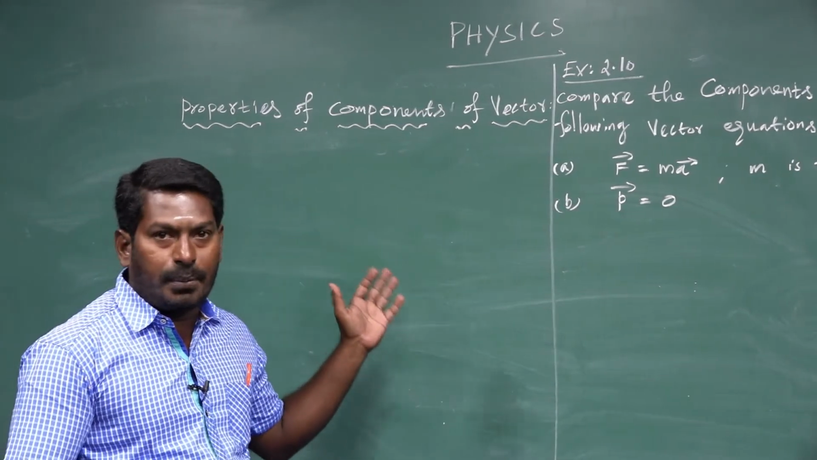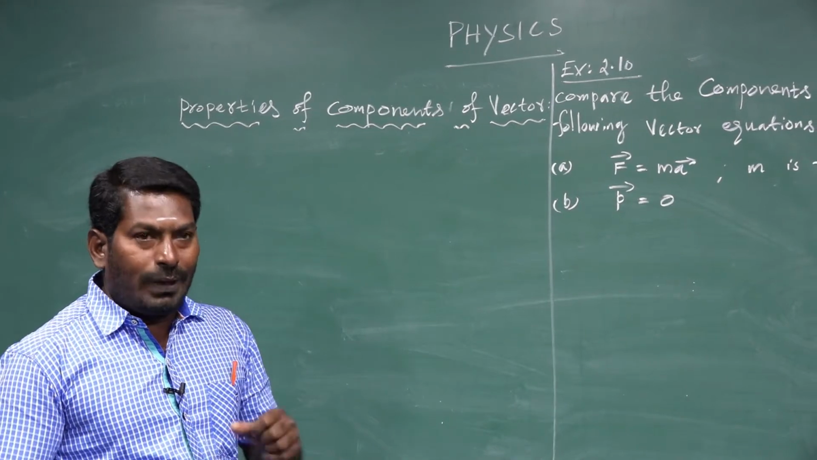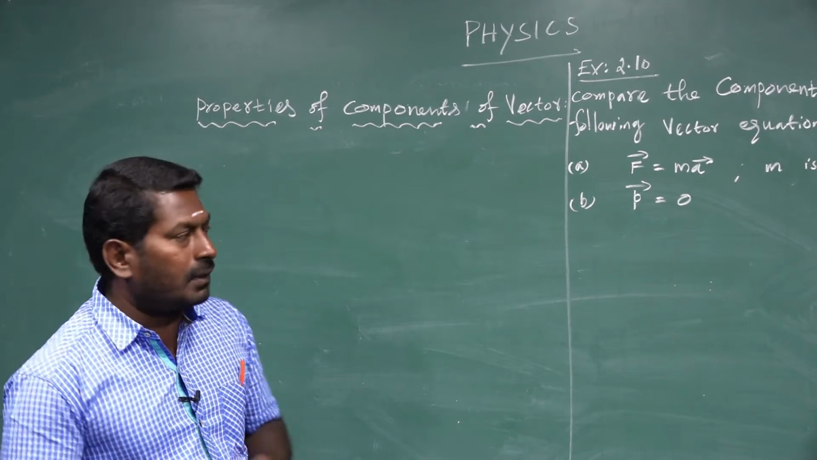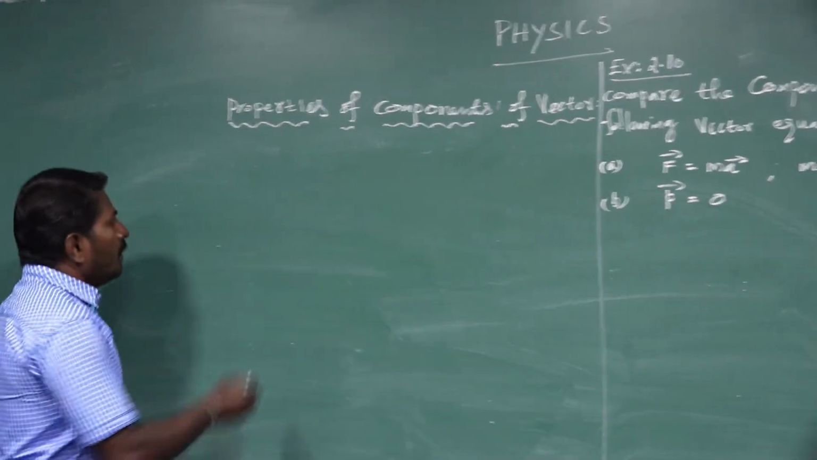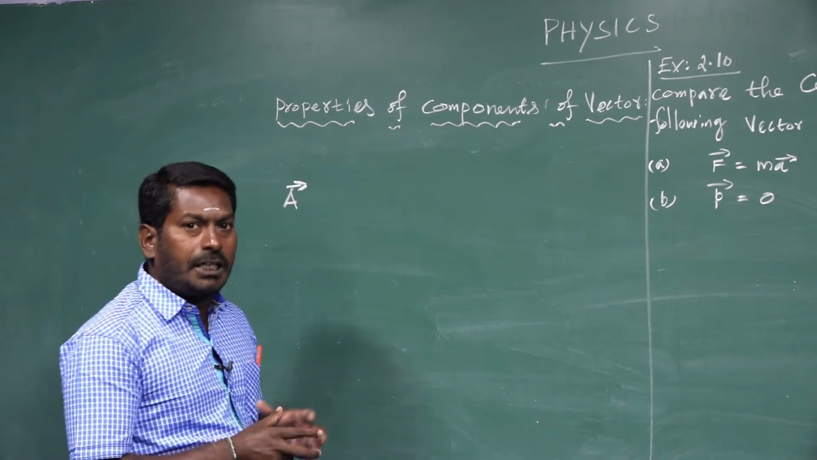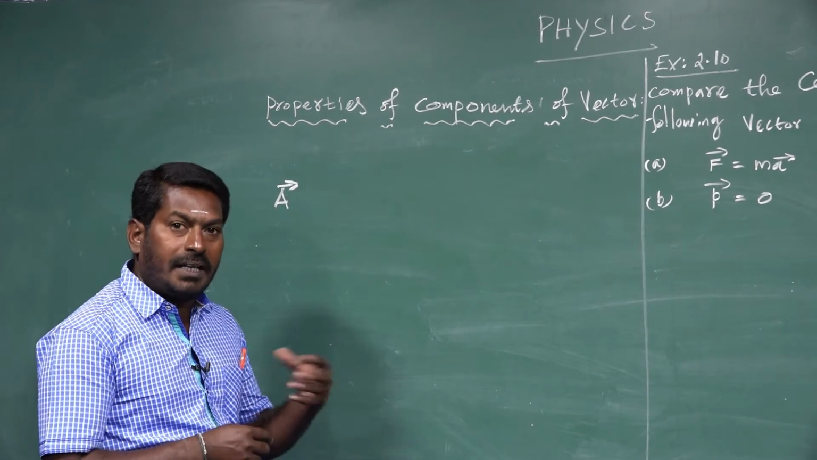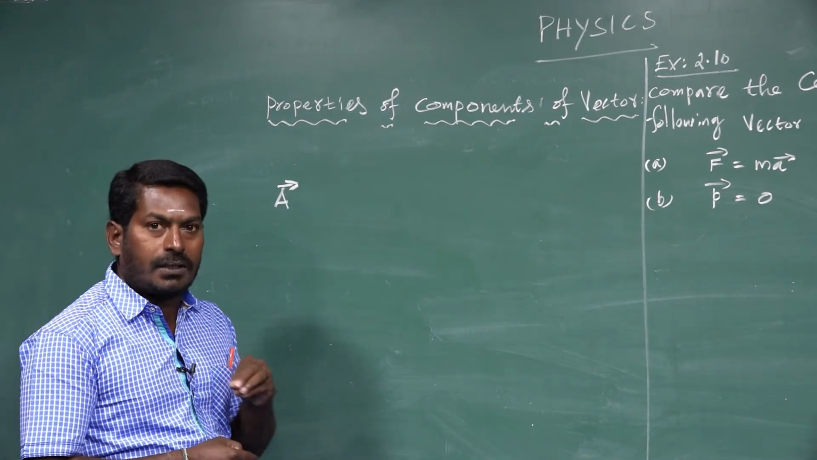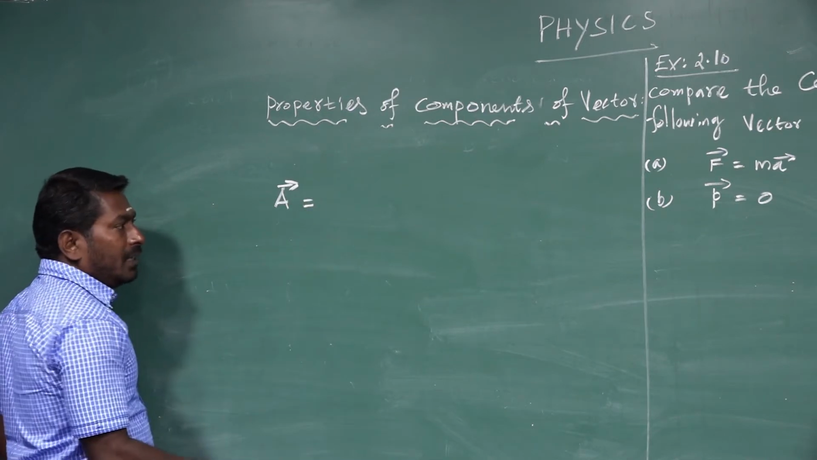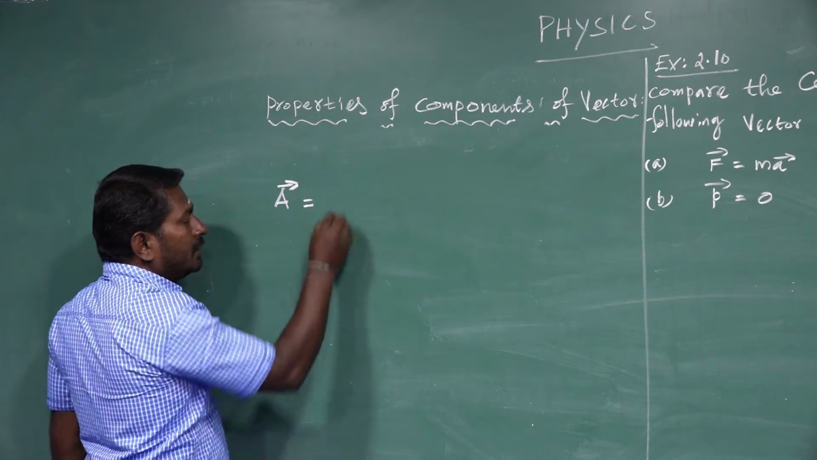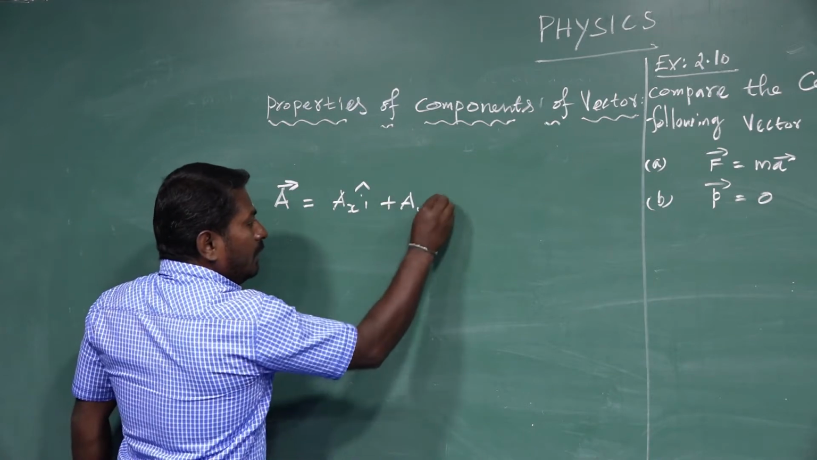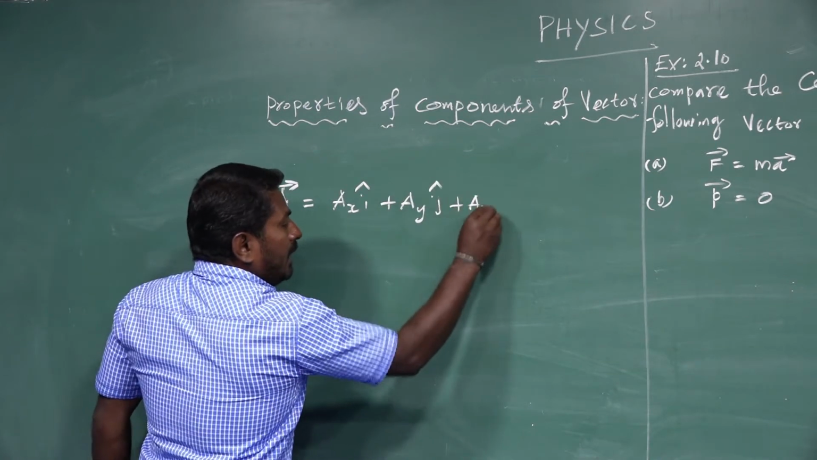Before going to see the properties of components of a vector, what is the component of a vector? Already we discussed. For example, a vector A can be resolved into three components along the three coordinate axes: x direction, y direction, z direction: Ax i cap plus Ay j cap plus Az k cap.